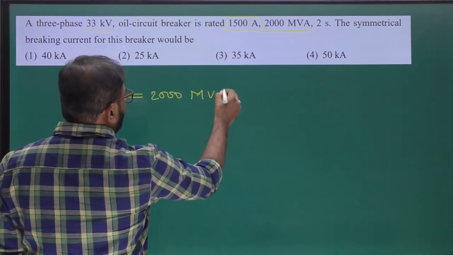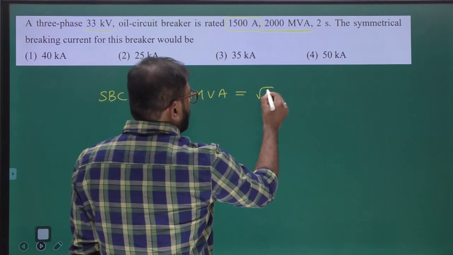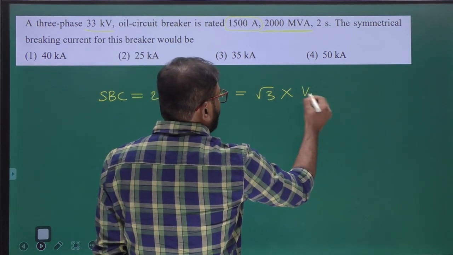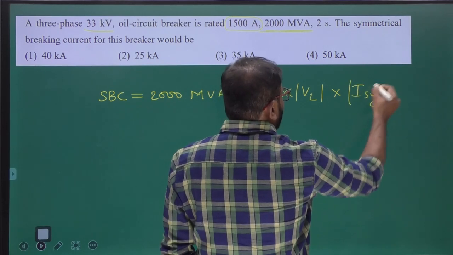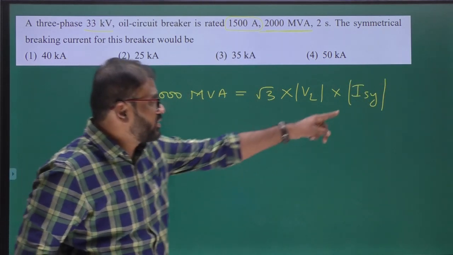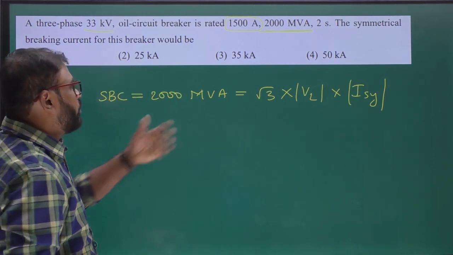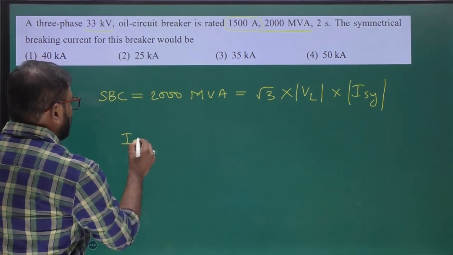2000 MVA. But what is the formula for symmetrical breaking capacity? Root 3 times the rated line voltage magnitude multiplied with the rated symmetrical breaking current magnitude, where ISY is the rated symmetrical breaking current. Now by using this formula we can calculate easily what is ISY.